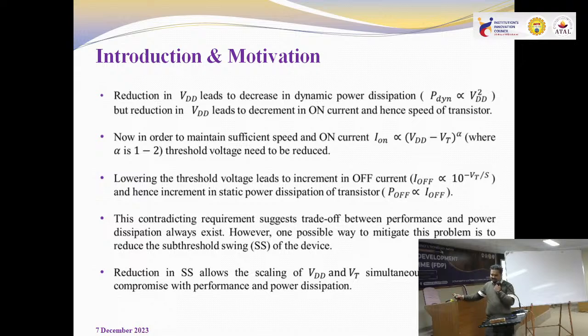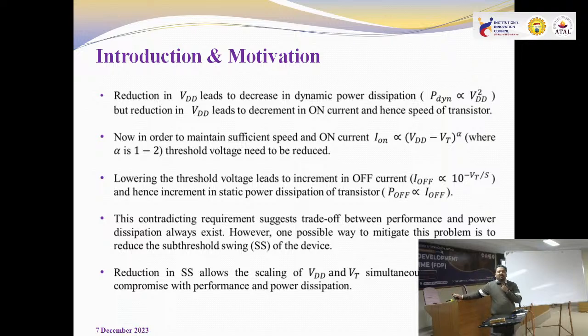So we started with reducing the dynamic power dissipation by lowering the supply. But when we lower the supply, what is happening? The on current is suffering. In order to enhance the on speed, I need to lower the threshold voltage. And when we lower the threshold voltage, the static power dissipation is increasing. So it's a trade-off. We started with a decrement in dynamic power dissipation, but in turn the static power dissipation is increasing. This is a contradictory requirement which exists between performance and power dissipation.